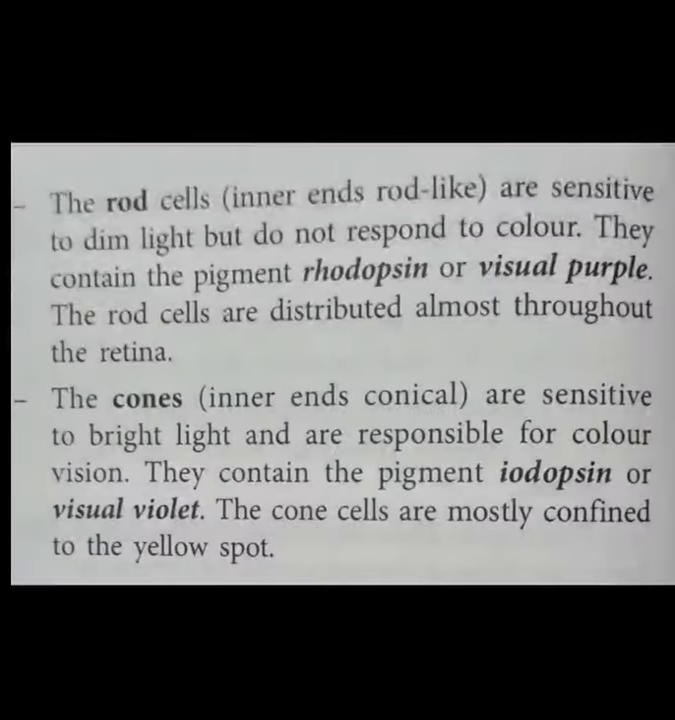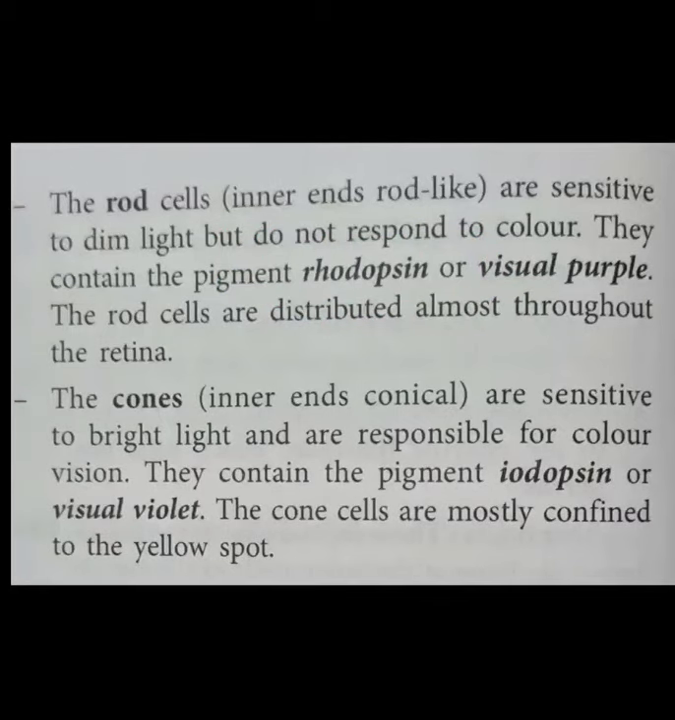Now the rods, they are rod-like cells which are sensitive to dim light, but they do not respond to color. These rod cells are uniformly distributed throughout the retina and they help us to see in dim light. They contain one pigment, and the name of the pigment, which is very important, is rhodopsin. Rods contain rhodopsin pigment. Another name for rhodopsin is visual purple pigment, and it helps us to see in dim light. They are sensitive to dim light only.